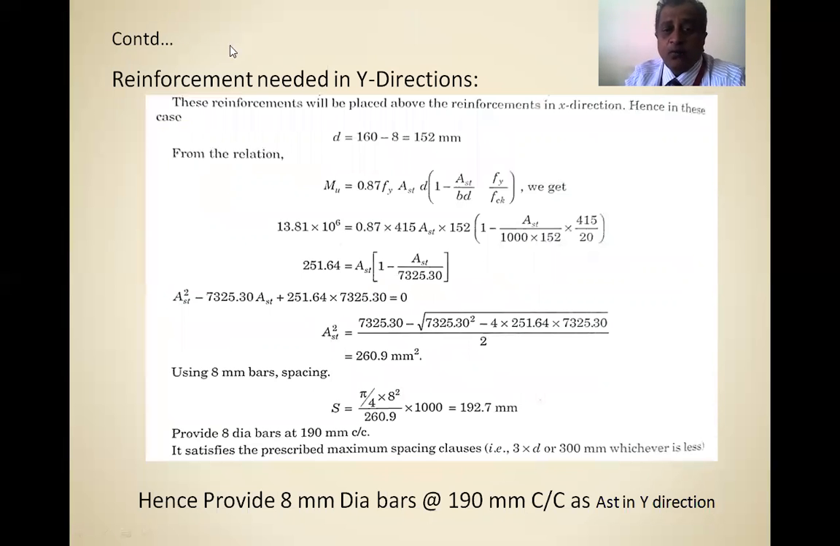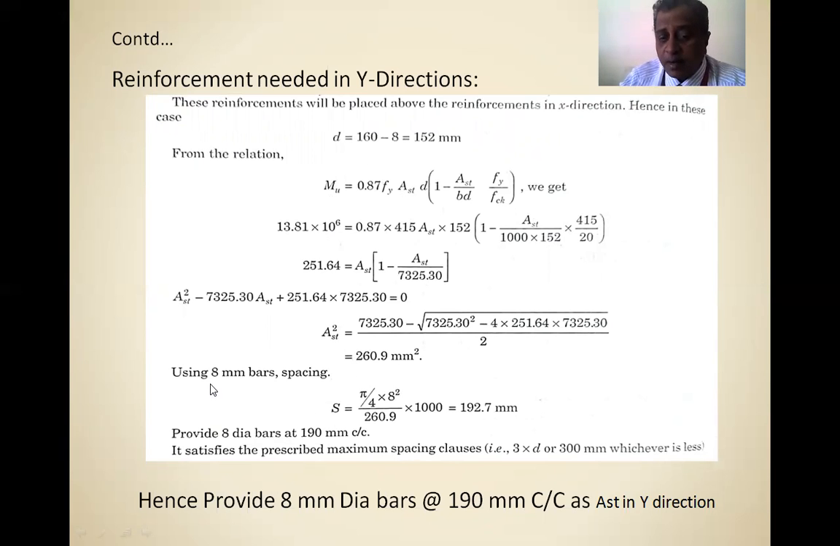Now the reinforcement required for the longer direction, My. Here the effective depth will be reduced by one diameter of the bar. So 160 mm minus 20 mm minus 8 mm, that is 30 mm, is reduced. With respect to this reduced D, Mu for the larger span works out to 13.81. With respect to this, we arrive at the steel required.